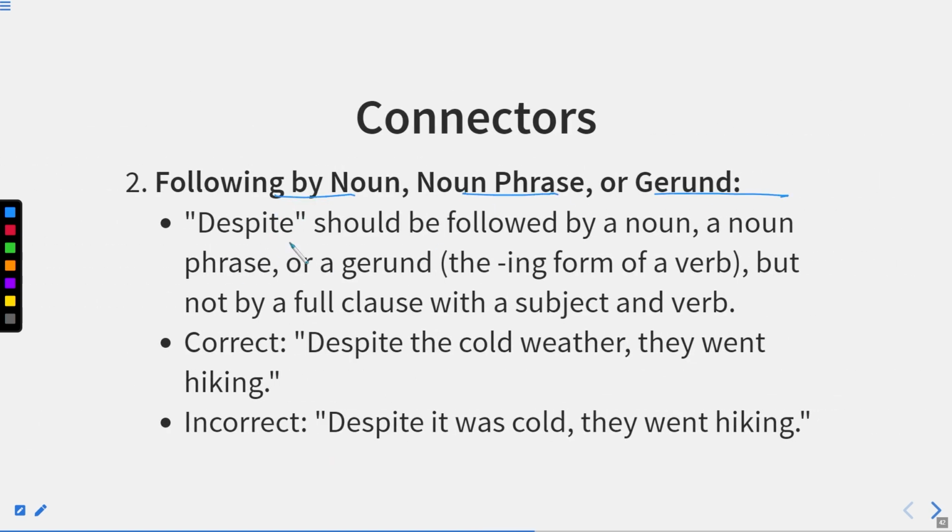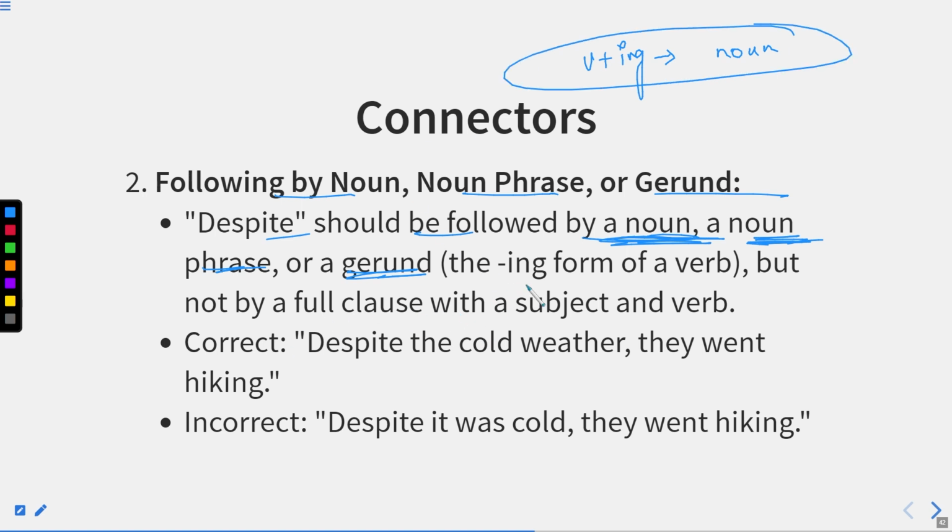Followed by a noun phrase or gerund. Despite should be followed by a noun phrase or gerund. Now what is a noun? A noun is any name. Then a noun phrase means a phrase that consists of a noun and any modifier of the noun. And then the gerund. Actually, gerund means the noun form of a verb. Whenever we have a verb with ing that creates a noun, that is known as a gerund. It is the ing form of a verb, but not a full clause with the subject or verb. The main clause can be subject plus verb plus object. This should be the main clause.